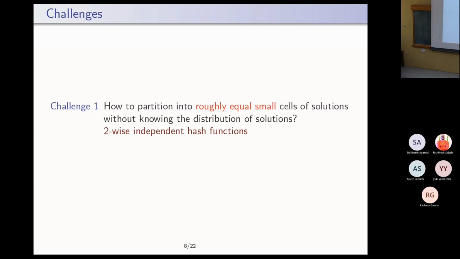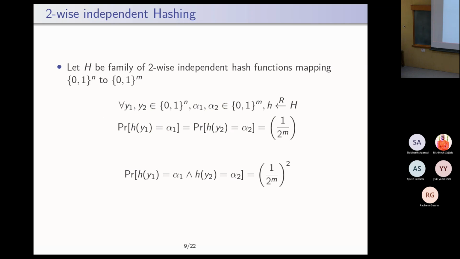So the first question is how to do this partitioning into cells in which the solutions are approximately equally distributed, and a very classical approach towards solving this issue is using pairwise independent hash functions. Let me quickly recall what pairwise independent hash functions are. It refers to a family of hash functions. This family is H, a family of hash functions, each function mapping n bit strings to m bit strings.